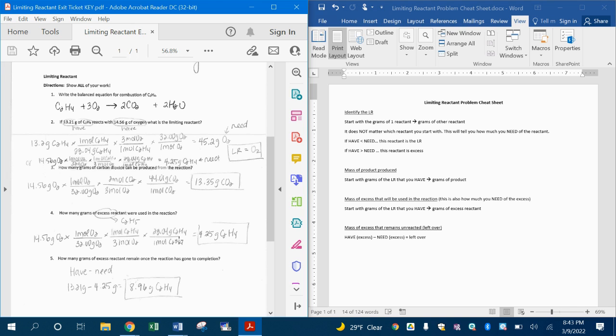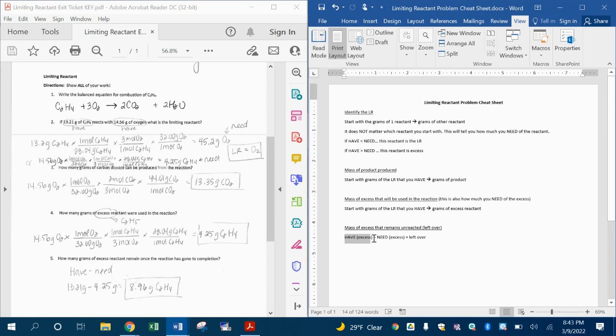Why we want to know this is because at the end of the reaction, we want to know how much excess is left. And in order to do that, we will take our amount of excess from the problem, subtract our need of our excess that we just calculated, and that's going to tell us how much is left over. So that walks you through every type of limiting reactant problem you might see in this unit.